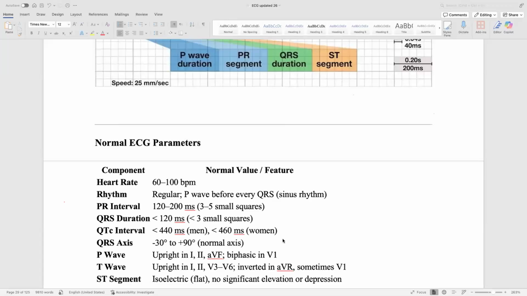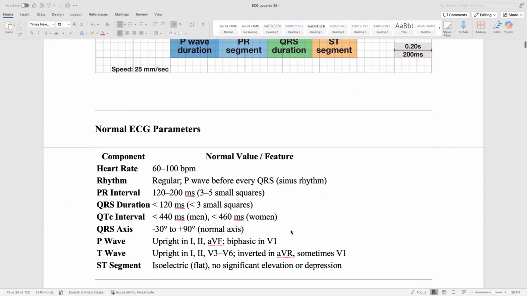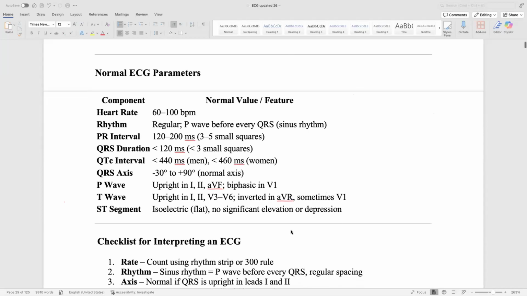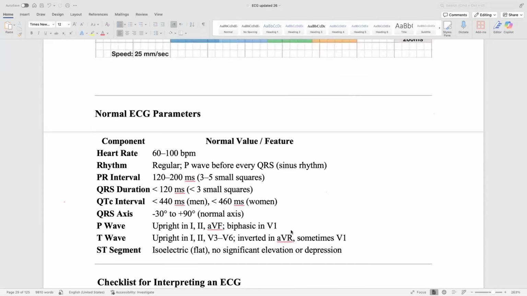Okay, in order to read the ECG, first the label, then the heart rate. How are you calculating the heart rate? There are two ways: either the 300 rule, R wave divided by the number of big squares, or we divide by the number of squares. There are many ways you can do that.